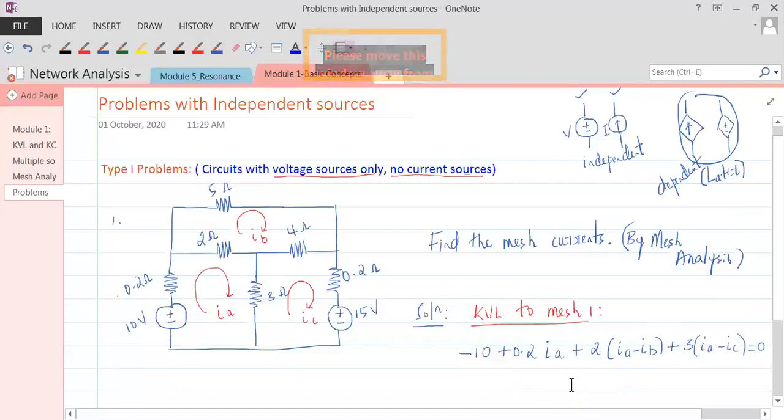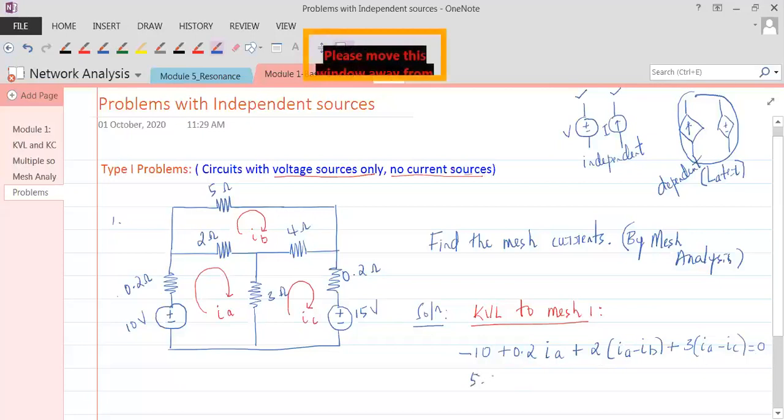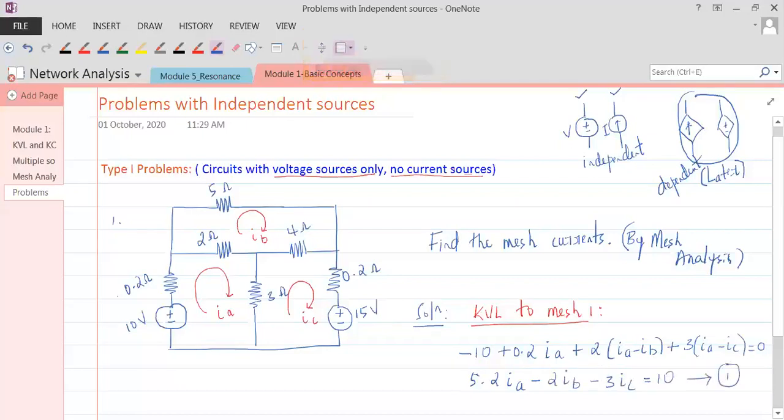Now bring this to the standard form. What standard form? Group the scalars with IA on one side. How many IAs are there? It's 2 plus 3, 5, plus 0.2, so it is 5.2 IA in its standard form. How many IBs? Minus 2 IB. Then minus 3 IC. On the right hand side, you will have 10. So this is your equation number 1. Is everybody okay with this?